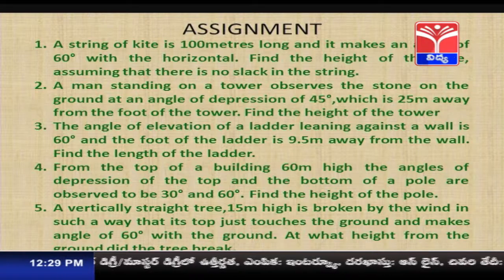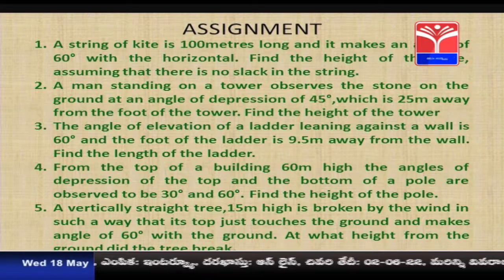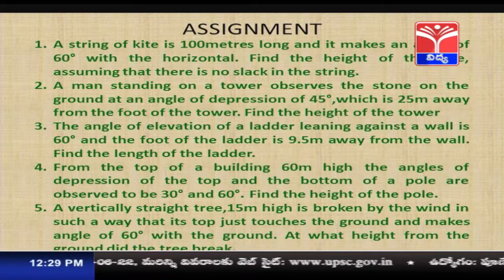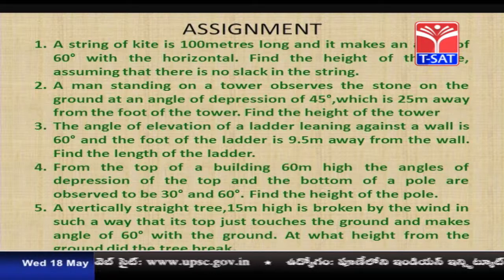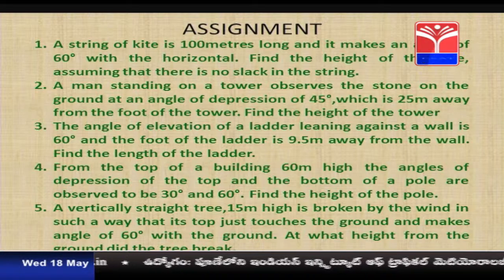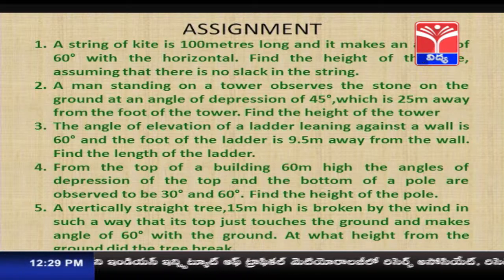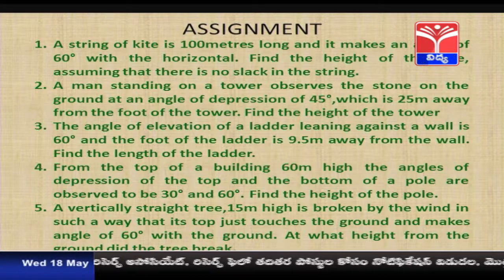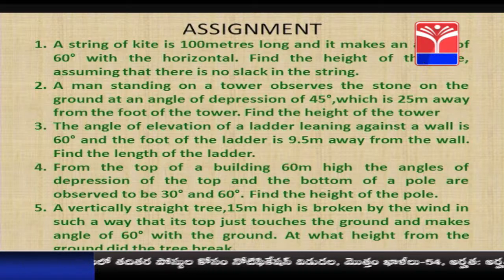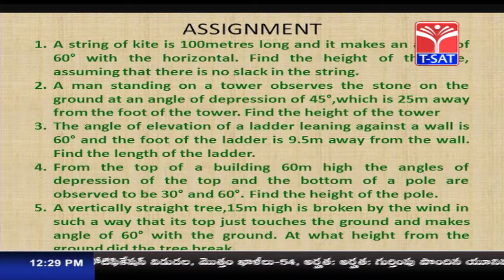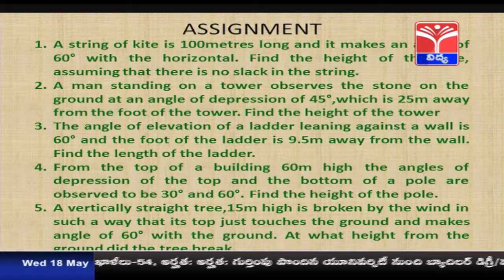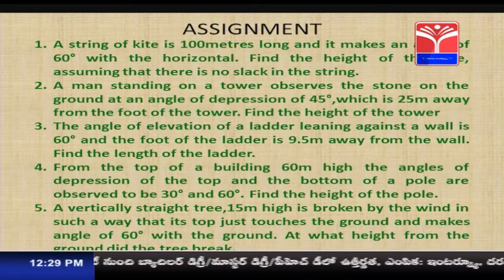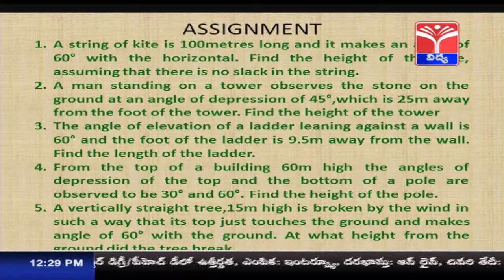Question number 2: a man standing on a tower observes a stone on the ground at an angle of depression of 45 degrees, which is 25 meters away from the foot of the tower. Find the height of the tower. Question number 3: the angle of elevation of a ladder leaning against a wall is 60 degrees and the foot of the ladder is 9.5 meters away from the wall. Find the length of the ladder.